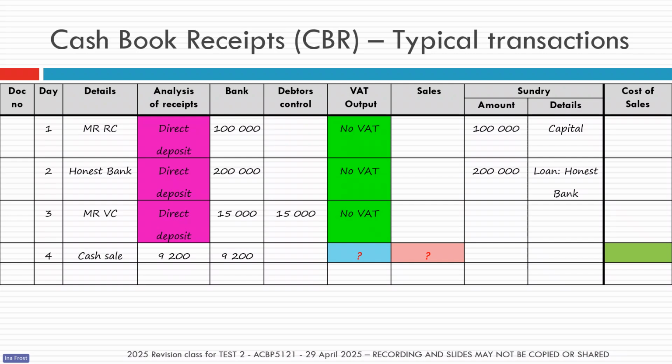The next one, we have number 3. That's where a debtor comes to pay us. And then example number 4 is your typical cash sale. Okay, so that one is your typical cash sale.